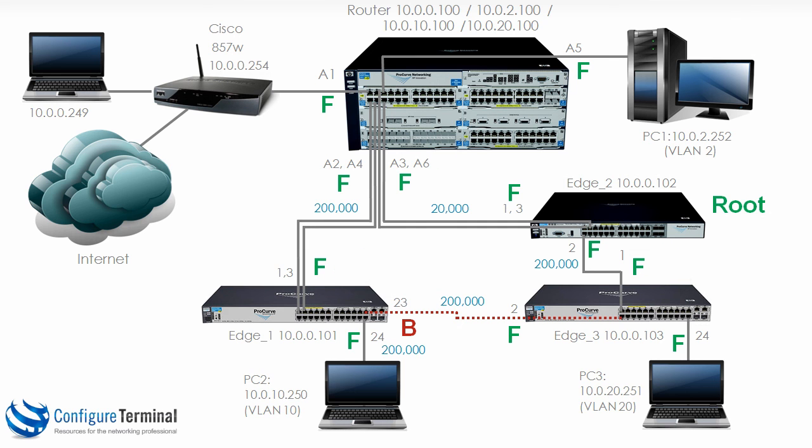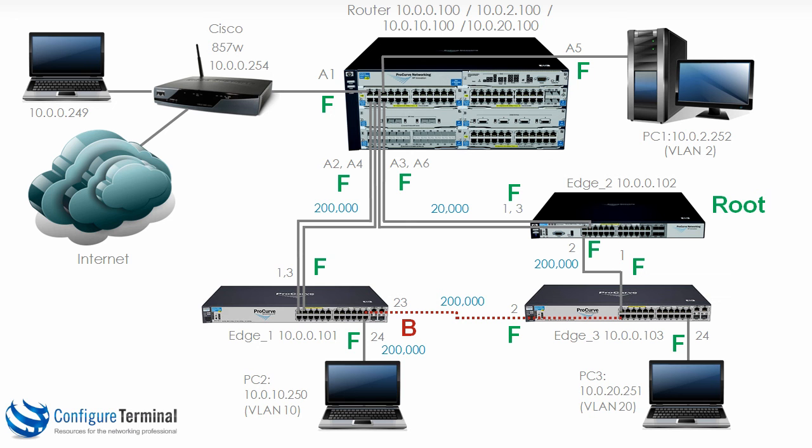Once spanning tree has chosen the root ports, it chooses designated ports per physical link. The designated port is the port on a physical segment that is closest or has the best path to the root bridge. So if I logically imagine a PC in the middle of this cable, would it make more sense to send traffic this way or this way to get to the root? And it's fairly obvious that this is the best path to use to get to the root. So in other words, this port is the designated port on this physical segment.